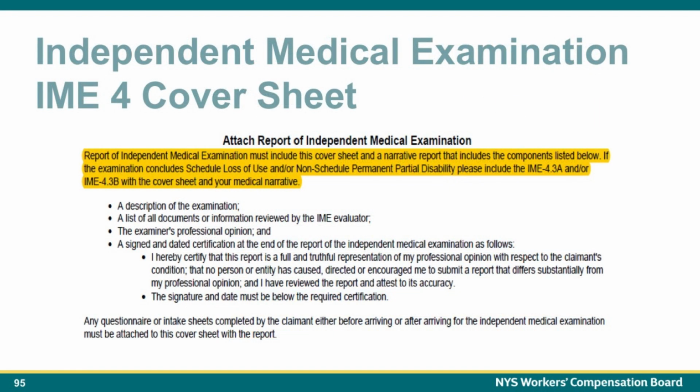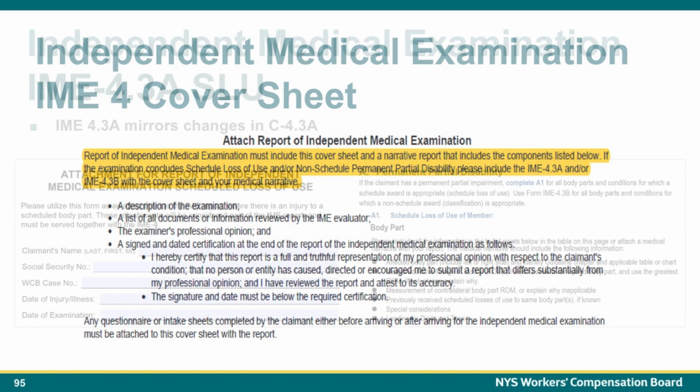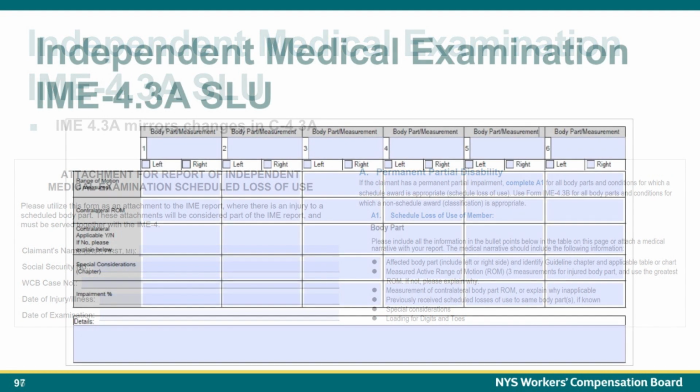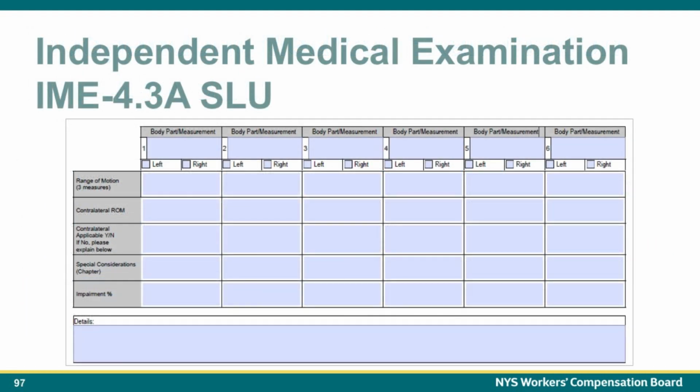Form IME-4 has attachments that parallel attachments A and B to Form C-4.3. Form IME 4.3A contains Attachment A for SLU determinations performed by IMEs, or independent medical examiners. Form IME 4.3B, Attachment B, is used for independent medical examinations for non-schedule impairment evaluations. It will not be discussed at this time as the 2018 guidelines address changes to SLU evaluations documented on the IME 4.3A.